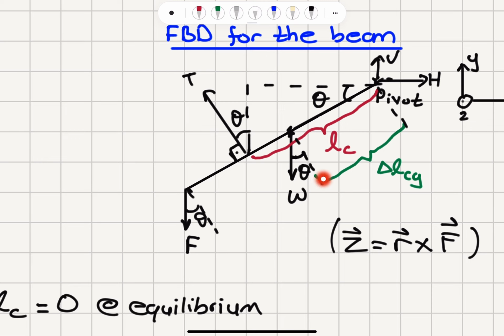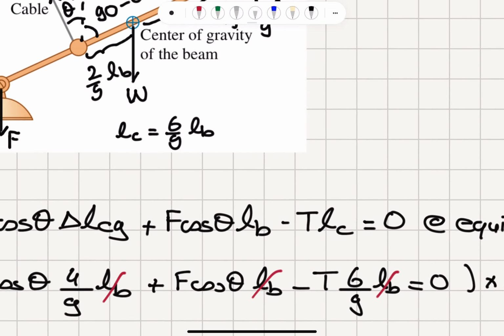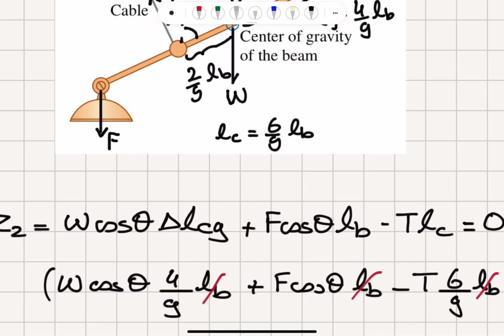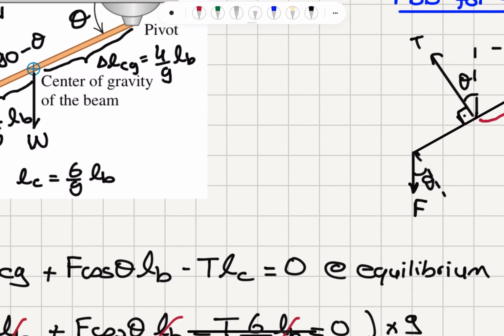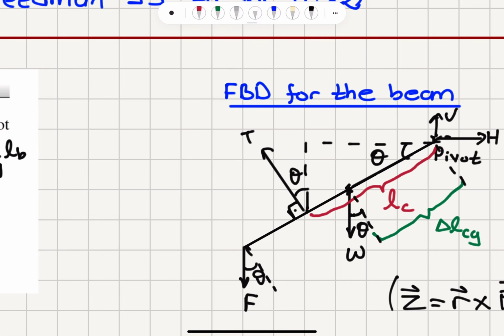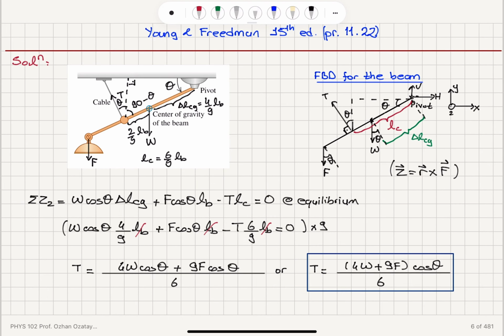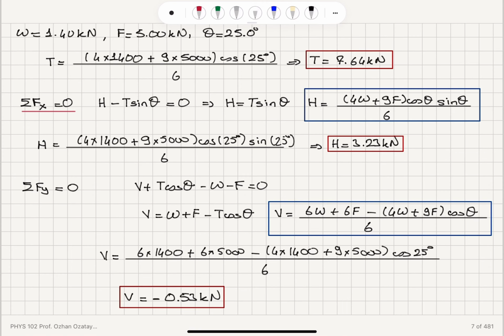So looking at the perpendicular components, W cos theta, F cos theta; tension is already perpendicular to the beam. We have W cos theta delta LCG plus F cos theta LB minus T LC, because the tension is already perpendicular, equals 0. I find the tension to be 4W plus 9F cos theta over 6. Now we can substitute the numbers to get the numerical value.